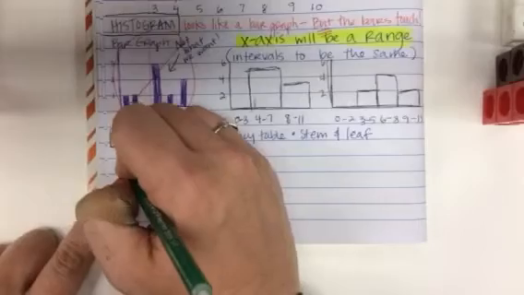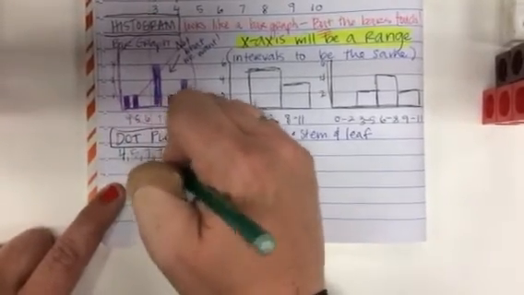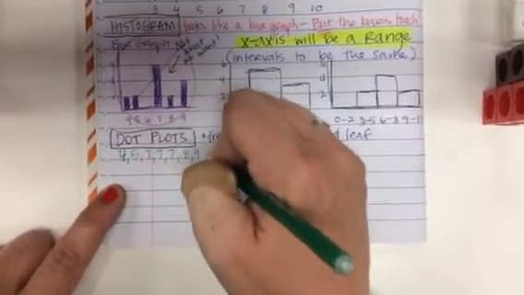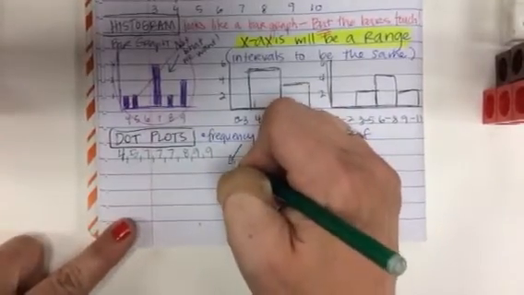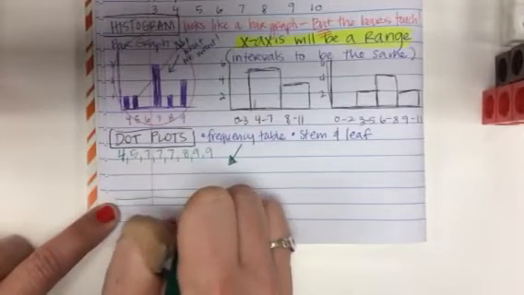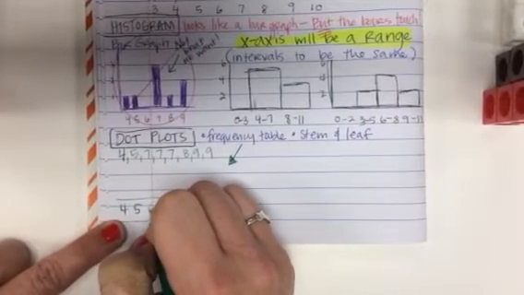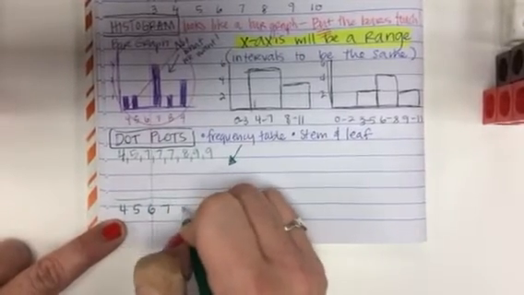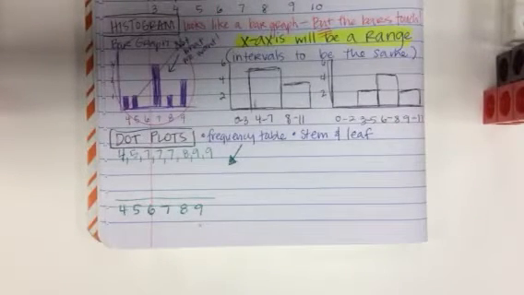So if we're still working with that same set of data, 4, 5, 7, 7, 7, 8, 9, 9, a frequency table starts with a number line. 4, 5, 6, 7, 8, 9, right? A number line has to have every single digit. You can't skip a digit in the number line.